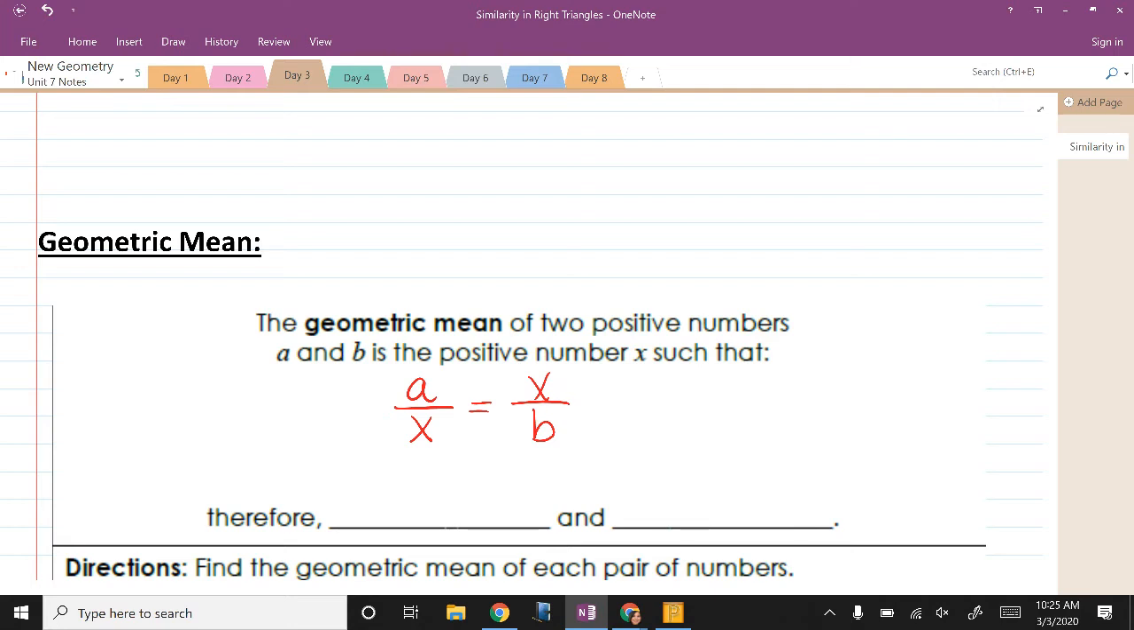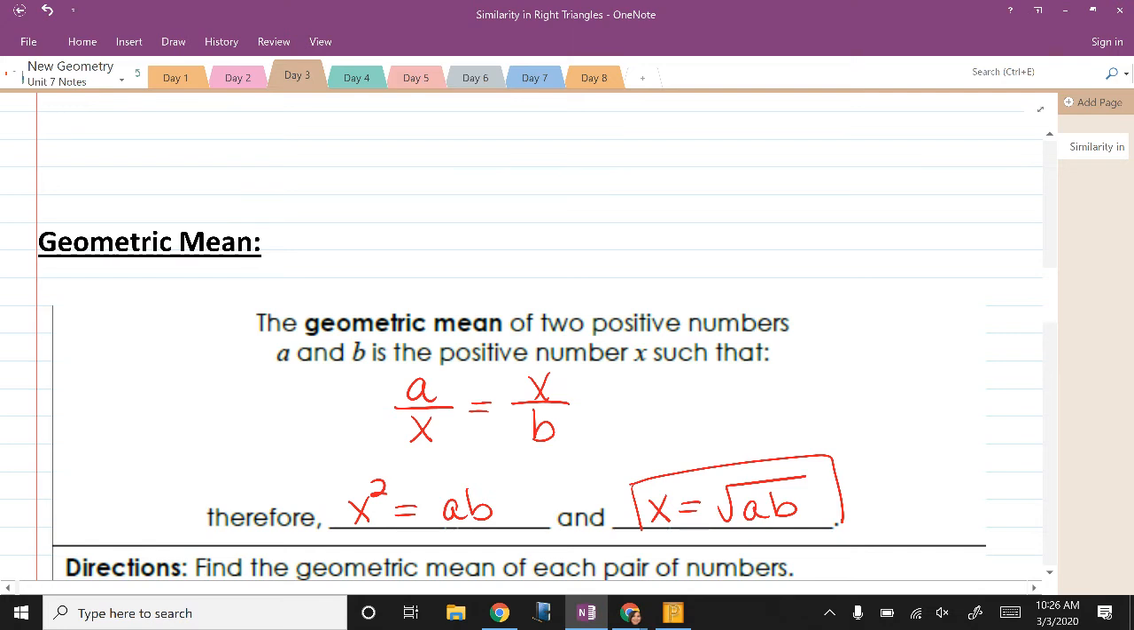Well, we can simplify this a little bit, right? To simplify that, we can cross multiply, right? What's X times X when I cross multiply? And what's A times B? AB. Good. And another way I can write it, if I want to get rid of the square and just have X, what would I do to both sides? Take a square root, right? So just plain X equals the square root of A times B. This is what we're going to use if we have to find the geometric mean of just two numbers. It's pretty easy.